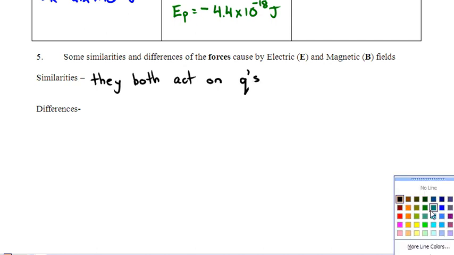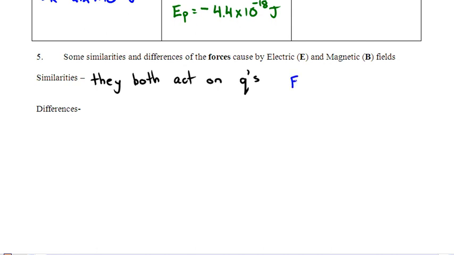One of them is nice and simple. It says Fe is equal to QE. Yeah, electric fields will create electric forces. And from our 7th unit, force from magnetic fields is equal to QVB. Yeah, magnetic fields. The differences.